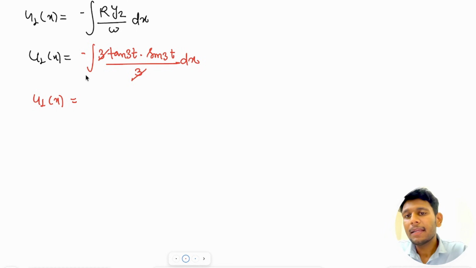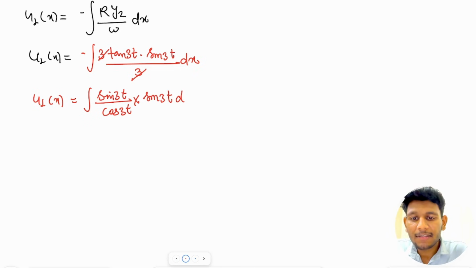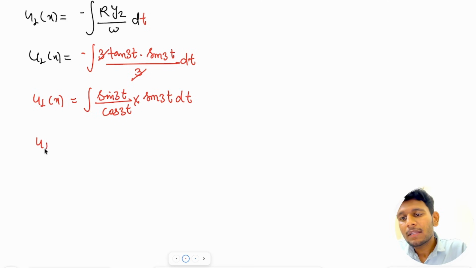Simply it will be u1 of x, and this will be sin of 3t divided by cos of 3t into sin of 3t. Oh, not dx, sorry for that, because the dependent variable is t. The independent variable is t, so it will be t only. So now it is u1 of x, the integration of sin square 3t divided by cos 3t.